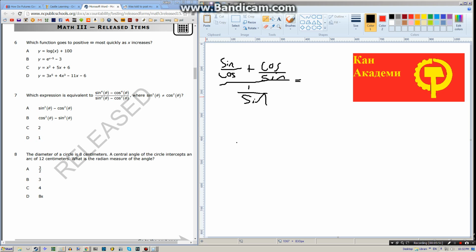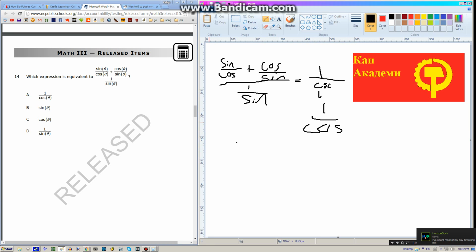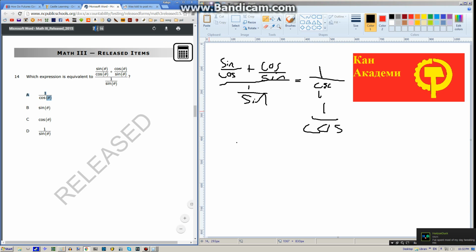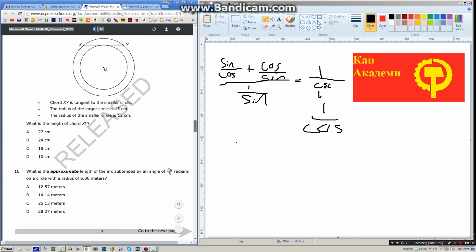Okay, so here we are. Number 14. So here we have sine over cosine plus cosine over sine, which is 1. Then 1 over sine is cosecant. So you get 1 over cosine. And yeah, so the answer is A. Pretty easy. You just use your trig identities for this one. So now we're going to go on to the next one.